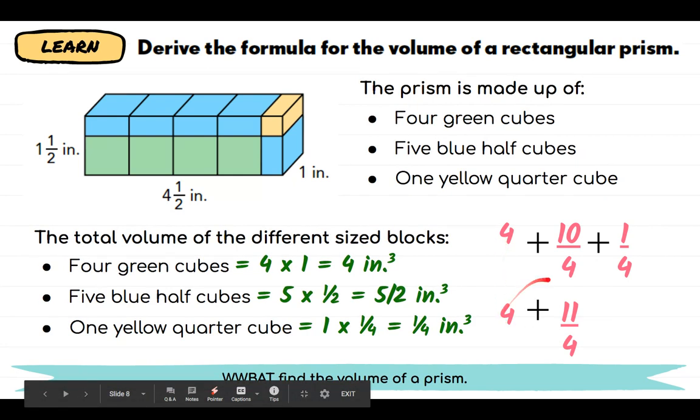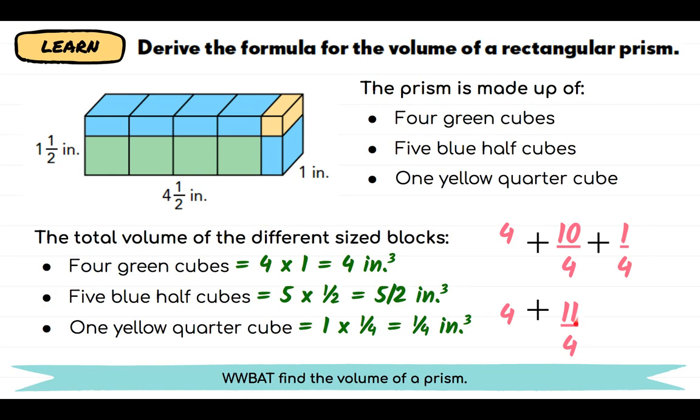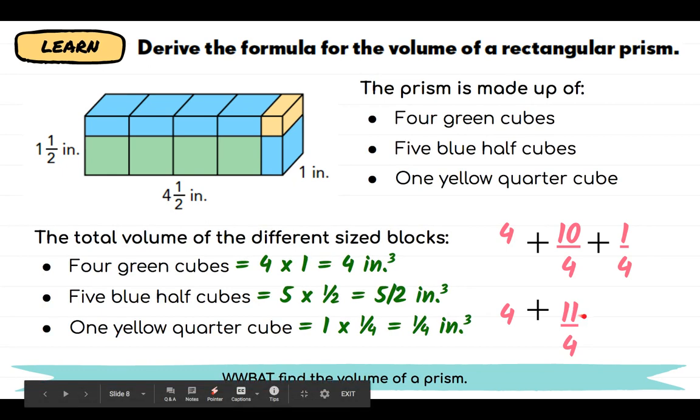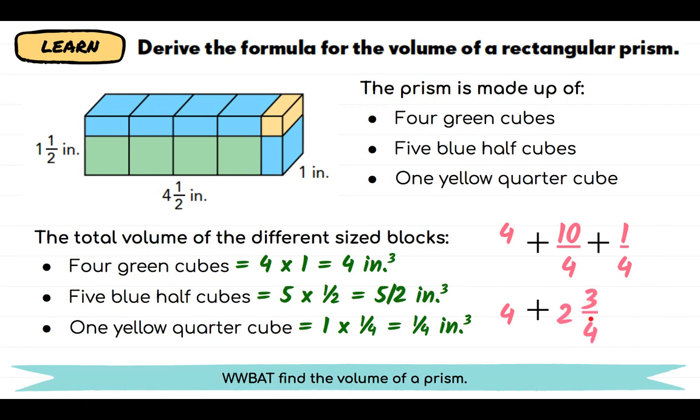Now I have 4 plus 11/4. Now 11/4 can be simplified. 4 can go into 11 two times. So now I have 2 and 3/4 because the remainder after, if I have 11 pieces of a cookie and then I take away 2 groups of 4, I have 3 cookies left. So I have 2 whole and 3/4. So 4 plus 2 and 3/4 would give me 6 and 3/4.